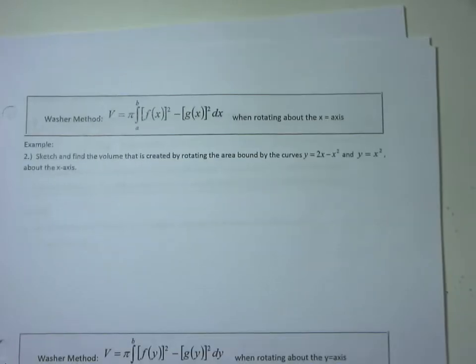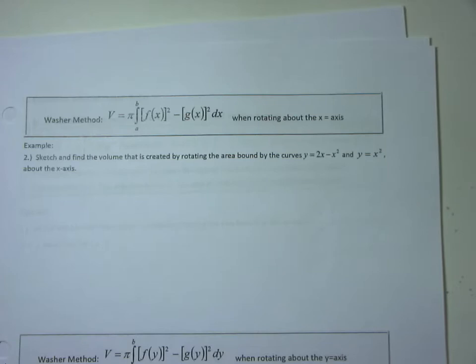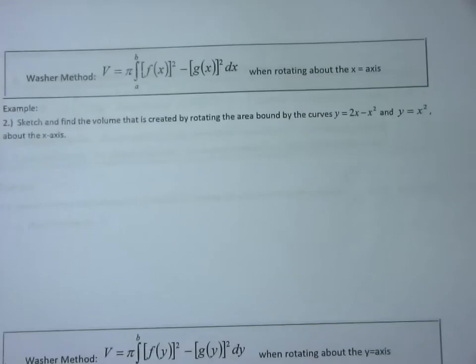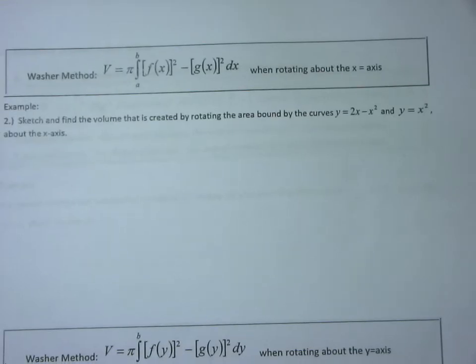Okay? So, here's a problem for that. It says this. Washer method, volume equals pi times the integral from a to b of f of x squared minus g of x squared dx. And again, when rotating about the x-axis, functions in terms of x, rotating around the x. Honestly, I'm trying to use the same terminology that I used in chapter 7.1. How do you find the area between two curves? Top minus bottom. The only difference here is top squared minus bottom squared, and you're sticking a pi in front of the darn thing. So there's a pattern with the formulas.